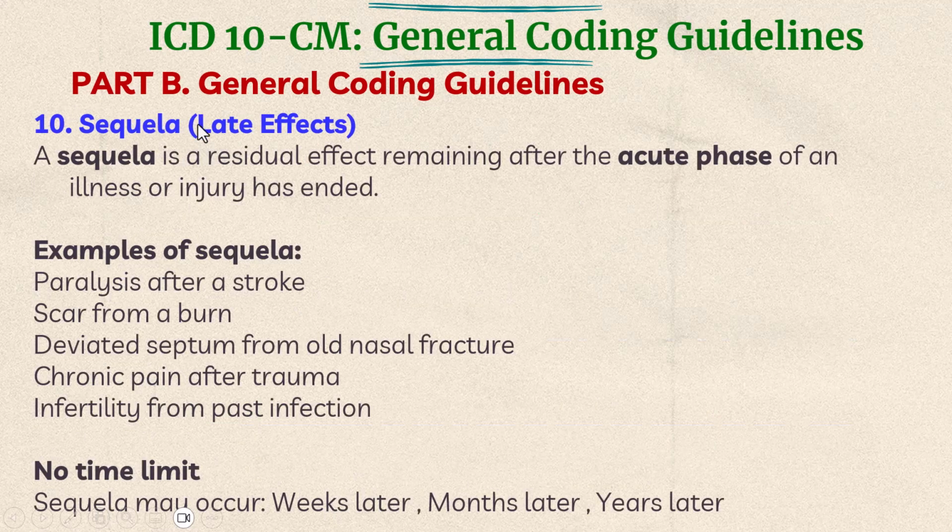Number 10, sequelae, that is late effects. A sequela is a residual effect remaining after the acute phase of an illness or injury has ended. For example, paralysis after a stroke, scar from a burn, deviated septum from old nasal fracture, chronic pain after trauma, infertility from past infection. So these sequelae do not have a time limit. They may occur weeks later, months later, or years later.